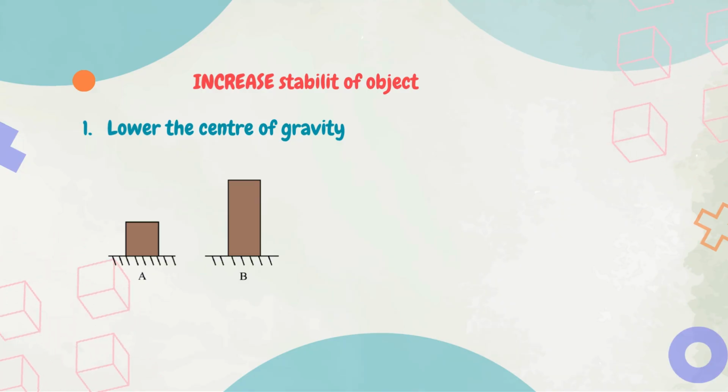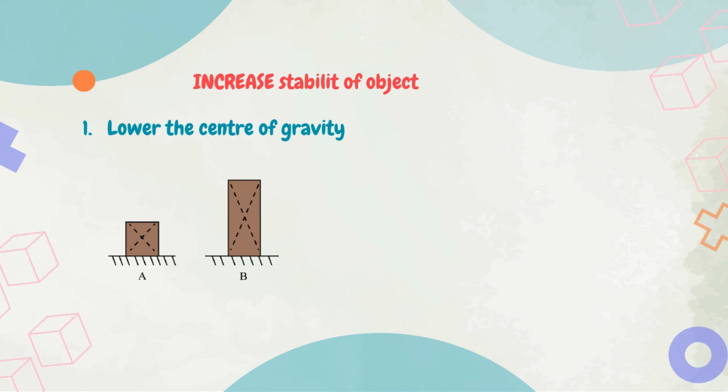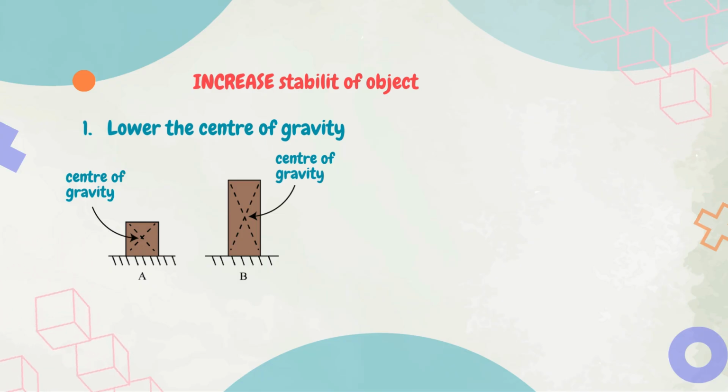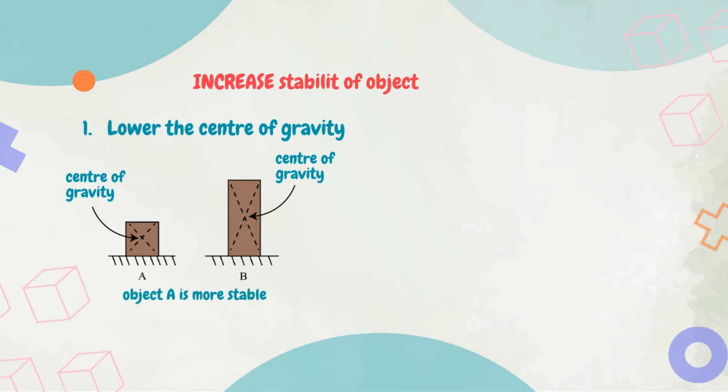To find the center of gravity, draw lines diagonally and find the point of intersection. Then the center of gravity of object A is at this point. For object B, the center of gravity is at this point. The object with a lower center of gravity is more stable. Therefore, object A is more stable.